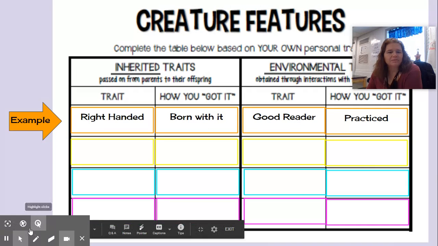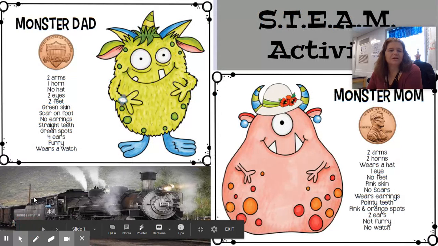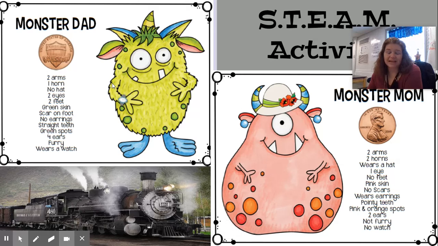Let me go back. There. So he got his fur from his mom or his dad, maybe his grandma or grandpa. So he was actually born with the fur. He was born with those 4 ears, but he was not born with the watch on his hand. He was not born with that scar on his foot. So those are what we call environmental traits.